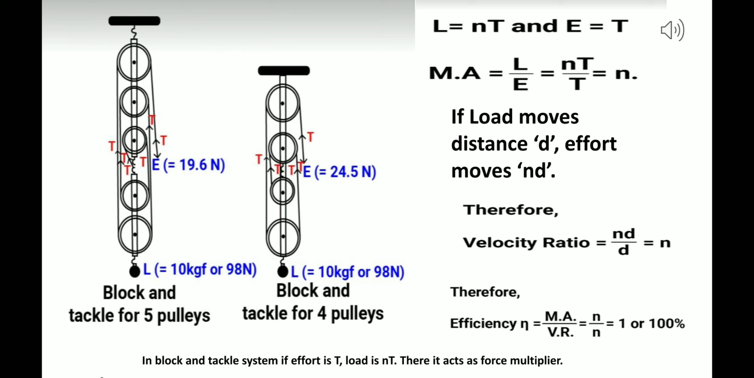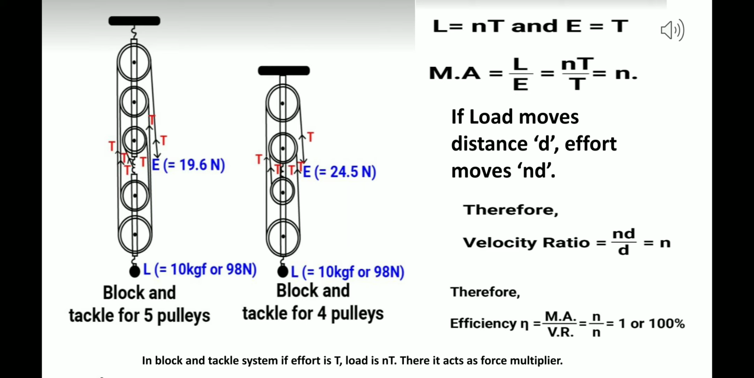Now students, we have the block and tackle system here. Now the second kind of combination, we have the block and tackle system. So I have taken two diagrams. The first one is having 5 pulleys and the second one is having 4 pulleys. Now we have to find out the mechanical advantage, velocity ratio and efficiency in these cases.